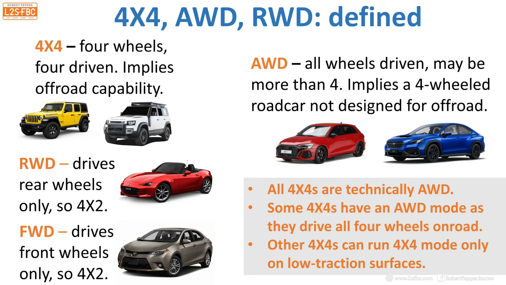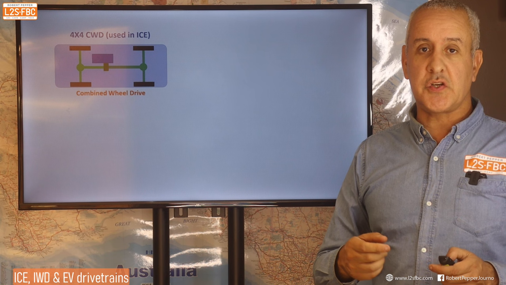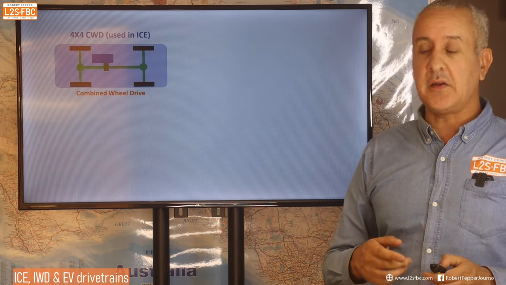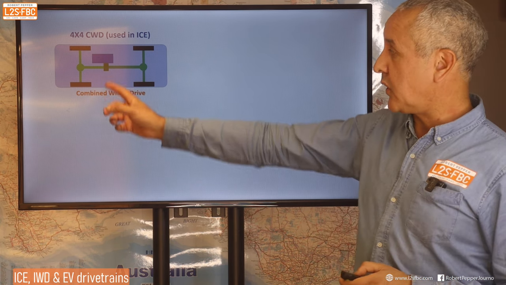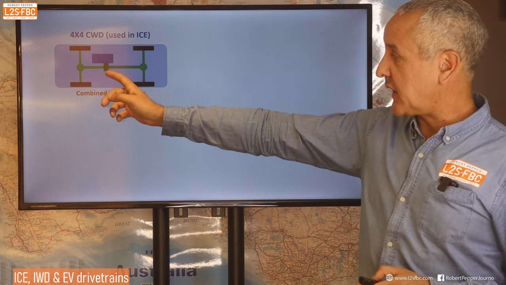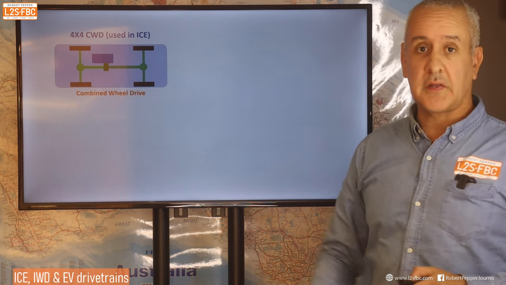Now, let's talk about the differences between an ICE, or internal combustion engine, petrol and diesel drivetrain, and electric. So this is what 4x4s or off-road vehicles typically use. We've got an engine in blue, we've got a transfer case driving a prop shaft to the rear, differential at the back, differential at the front. That's the way that works.